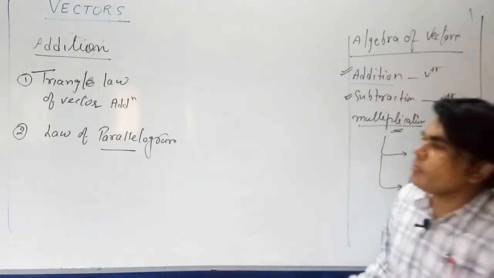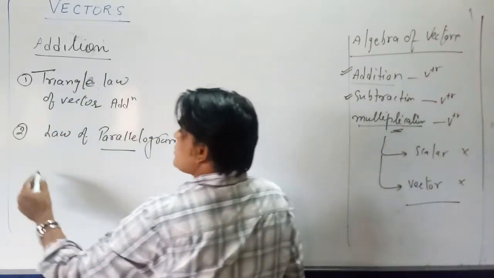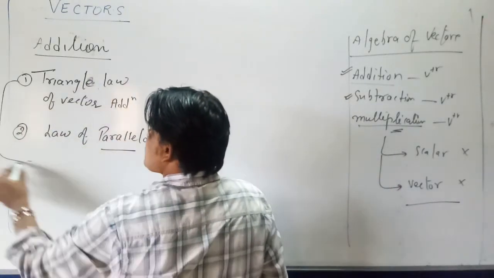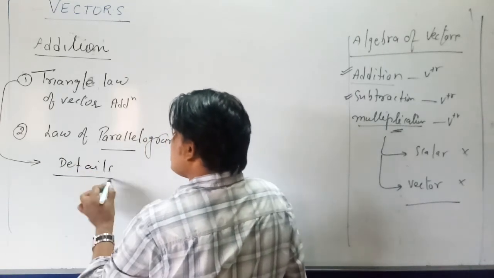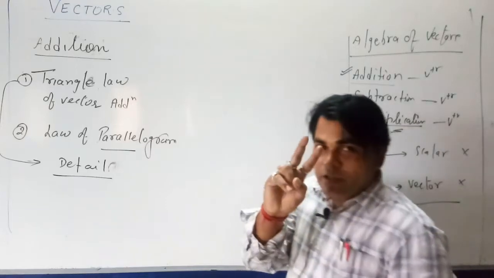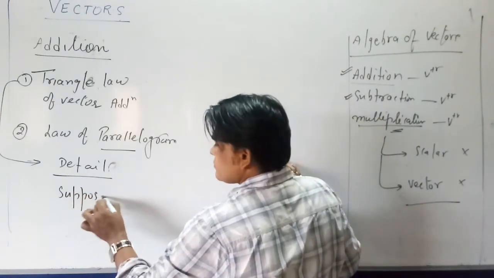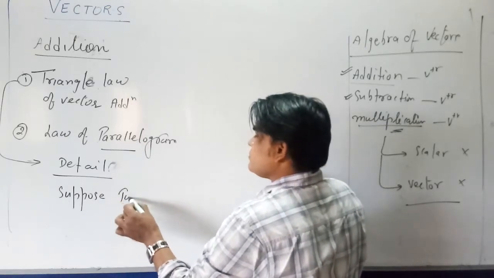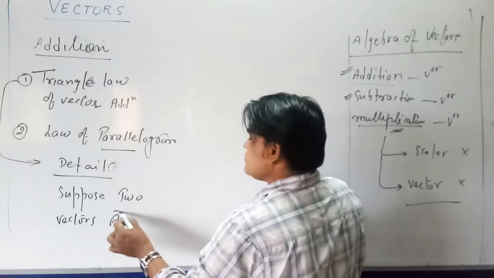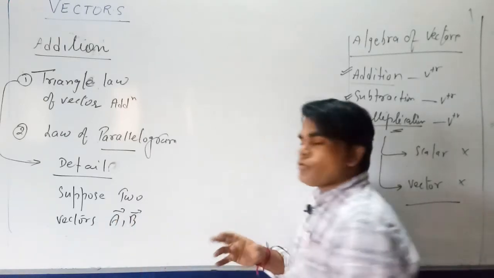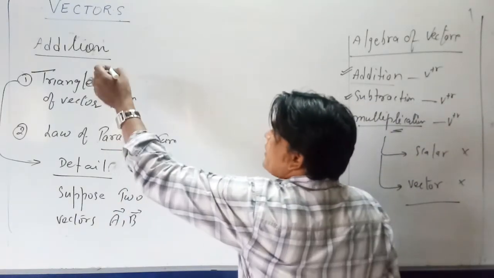Now, talk about the first one. We are going to talk about the triangle law first, and discuss it in detail. Suppose you have two vectors, A and B, and you want to add them.